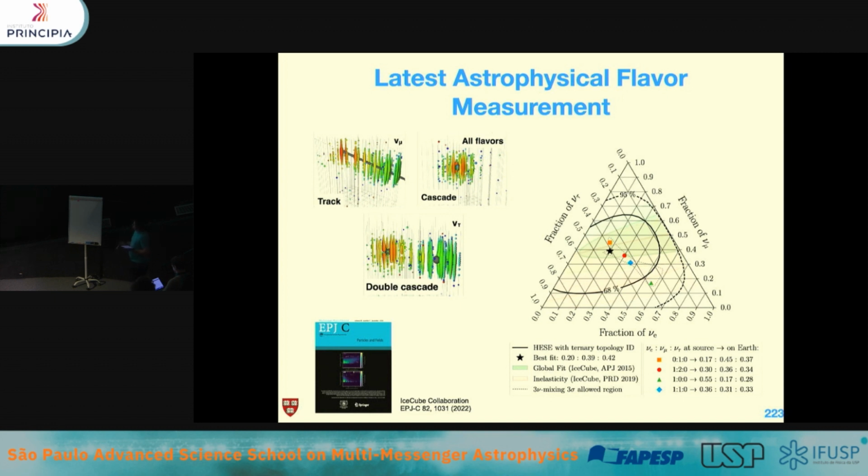This was published last year. It was on the cover of APJC. And so you can see it here. Again, this is the electron fraction, muon fraction, and tau fraction. And the numbers are inclined in the direction in which you read the fractions.